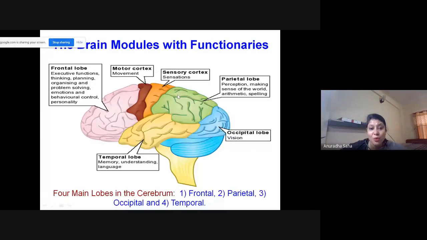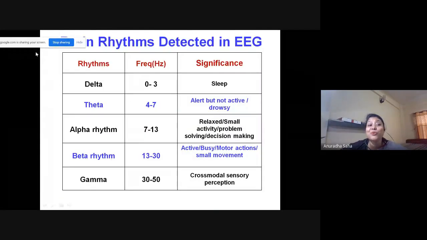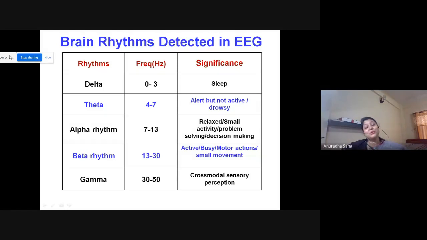Whenever we have understood what the brain modules and functionalities are, then obviously we can proceed to brain rhythms. Because sometimes a person is doing some cognitive task, and whenever he is busy doing it, his brain is liberating brain signals within a particular frequency range. Depending on that frequency range, we can segregate those EEG signals. That means the brain rhythms that can be detected through EEG can be segregated into some subparts. So what are those subparts?